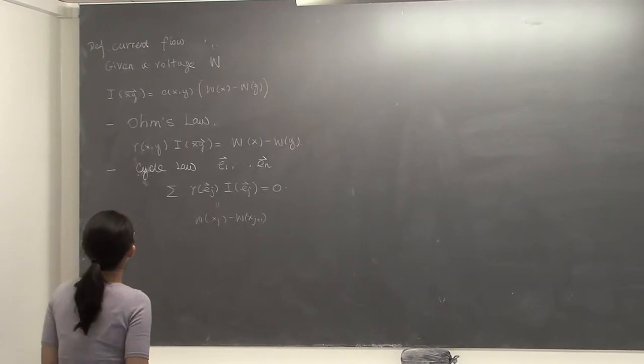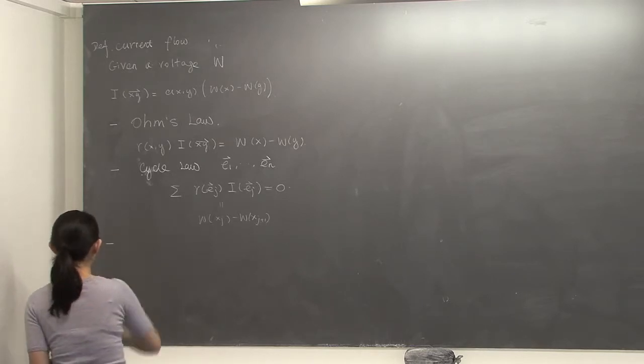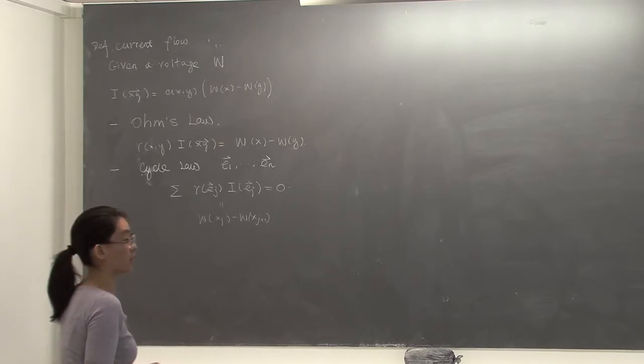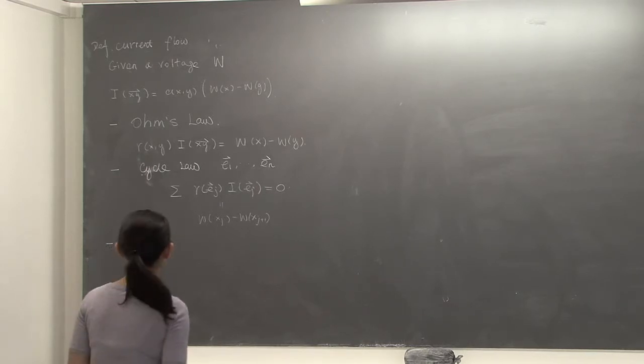So these two properties are almost immediate from the definition. And then the next property is not trivial. So it says that, in fact, the cycle law characterizes the current flow.